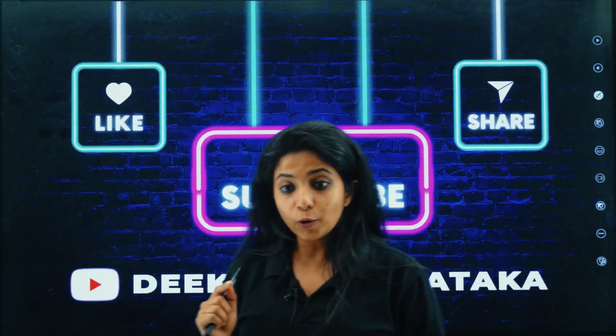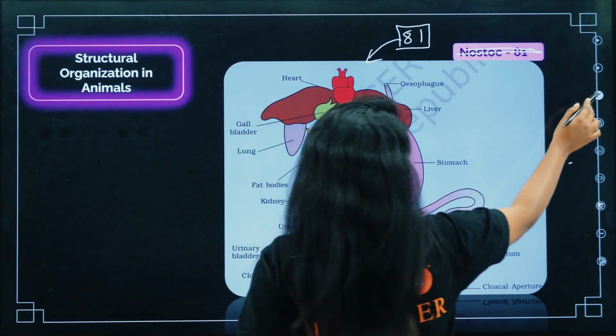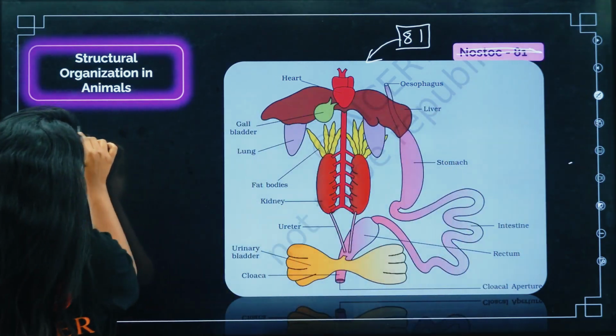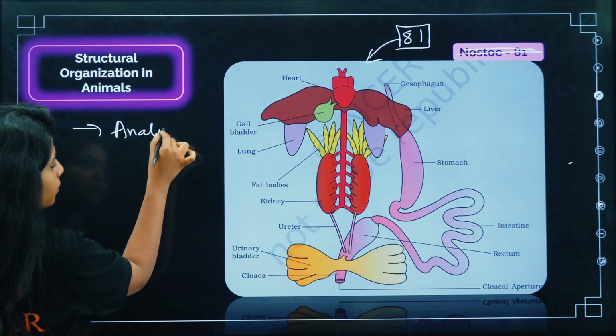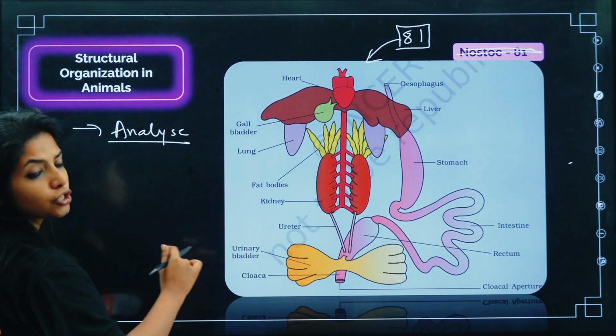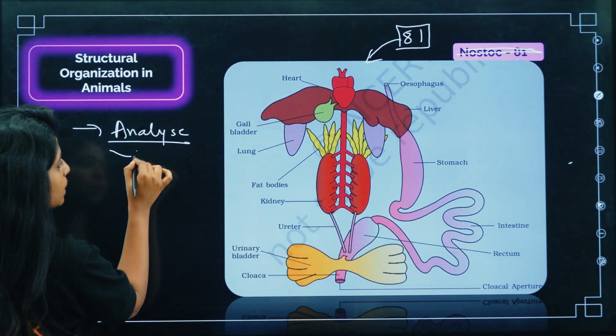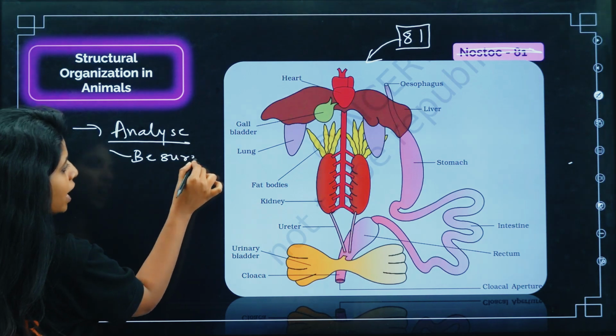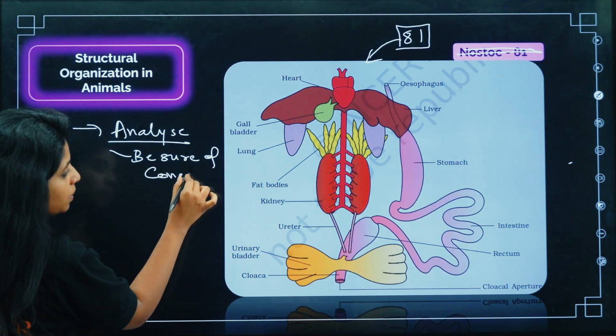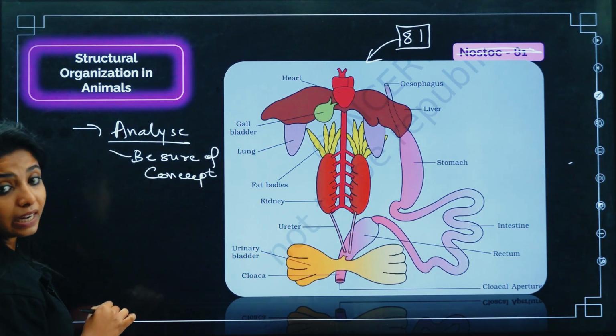Just as I said, what is the first thing that we need to do? The first thing is analyze the picture really carefully. Look for the labelings, know the concepts, be sure of the concept. When I say analyze the picture, I'm trying to say be sure of the concept behind the pictures. Then you would be able to relate and learn.